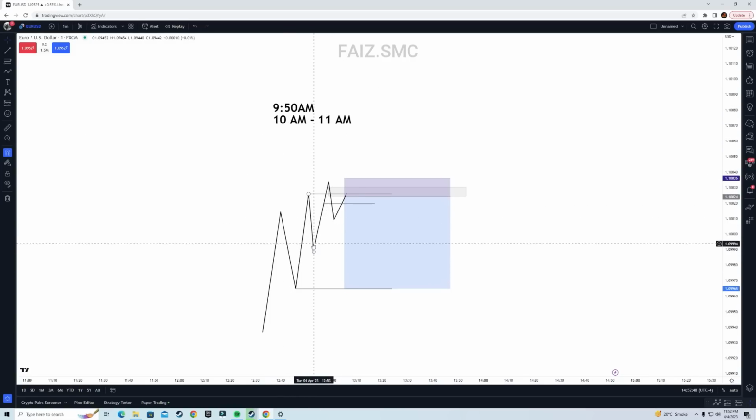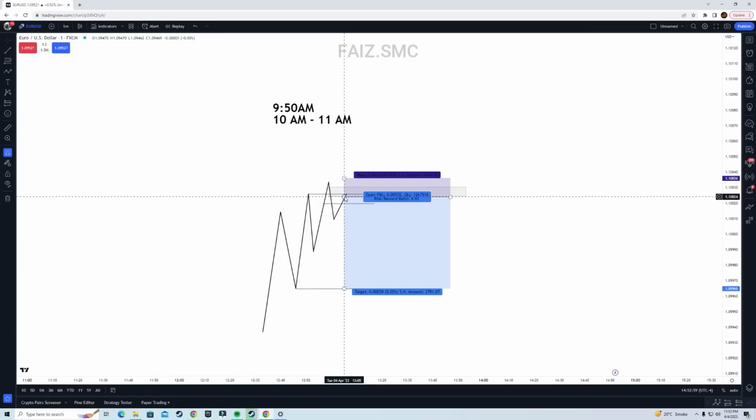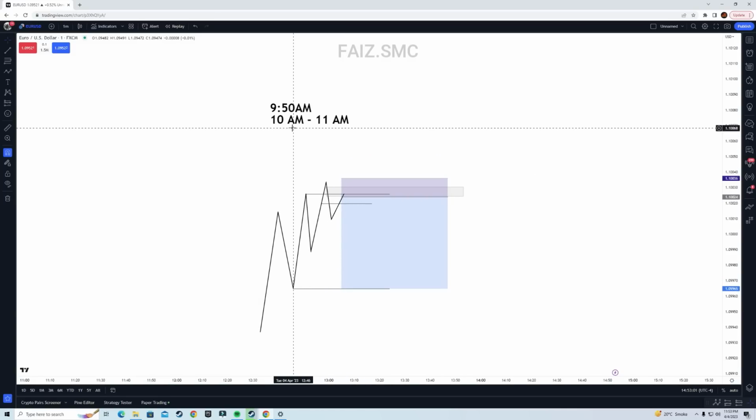So after 9:50, you look for a liquidity sweep. It can happen like that. It gives you a displacement and a market structure shift with fair value gap. You take your entry from the fair value gap after 10 a.m. After 10 a.m. Your entry, I repeat, your entry must be after 10 a.m.